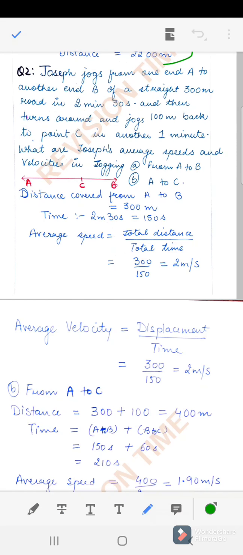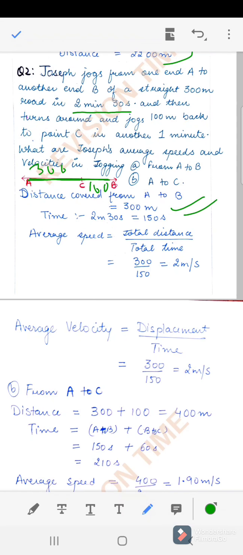So this is a straight line, and this is the straight road. He is going from A to B and covering 300 meters, and from B to C he is turning back and covering 100 meters. So what is the distance covered from A to B? That is 300 meters in 2 minutes and 30 seconds. We are already given this.